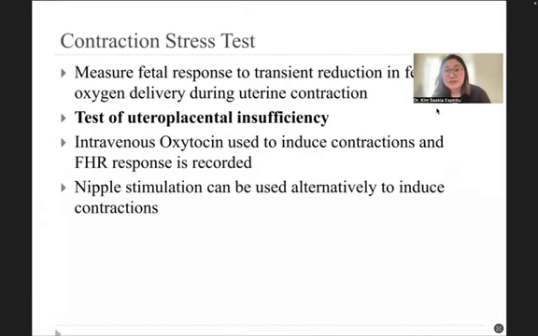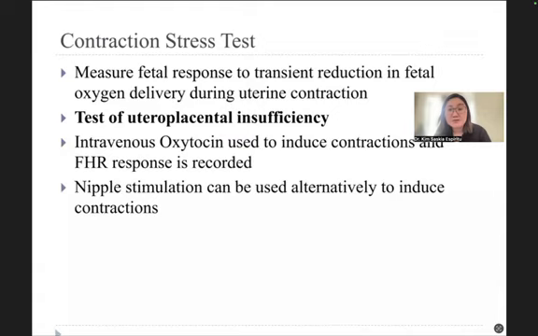Another test is the contraction stress test. This will measure the fetal response to transient reduction of fetal oxygen during every contraction. In every contraction, there is decreased oxygenation towards the uterus. So if the baby is stressed during a contraction, usually this can be perceived as decelerations. So this is a test actually of uteroplacental insufficiency. You're going to try to induce contraction by using oxytocin, or even nipple stimulation can also be used. If there's a deceleration during a contraction, you will have an abnormal contraction stress test.